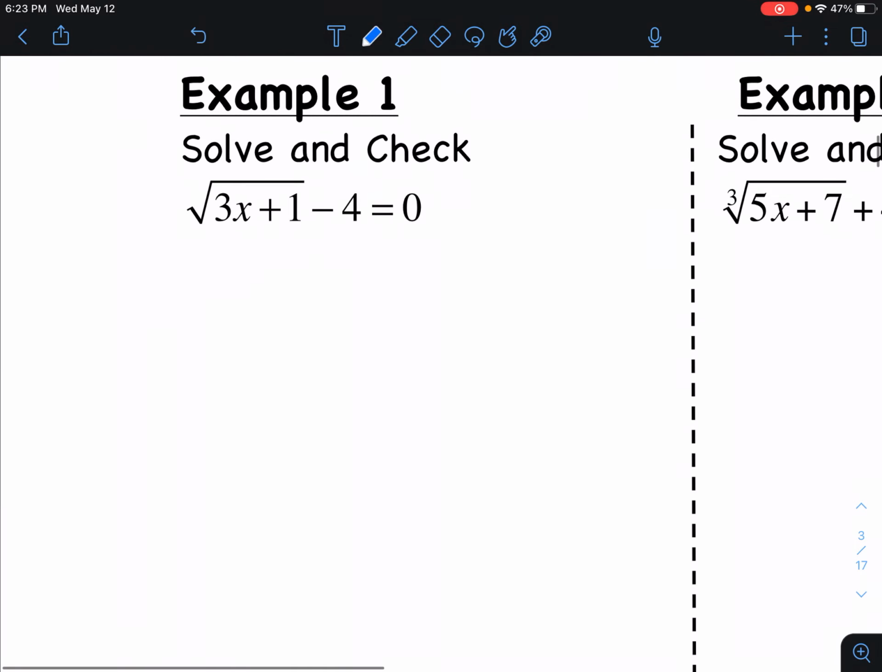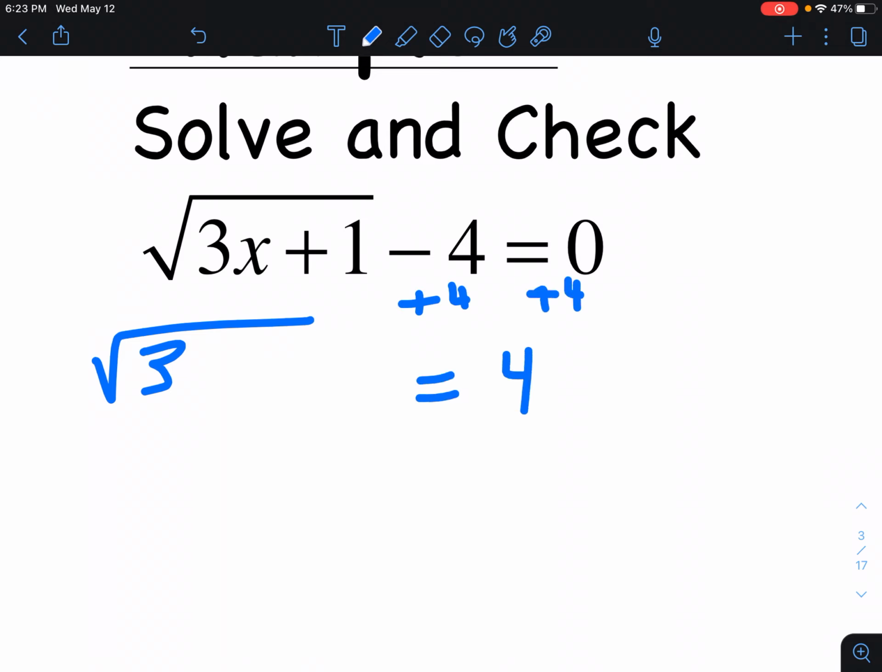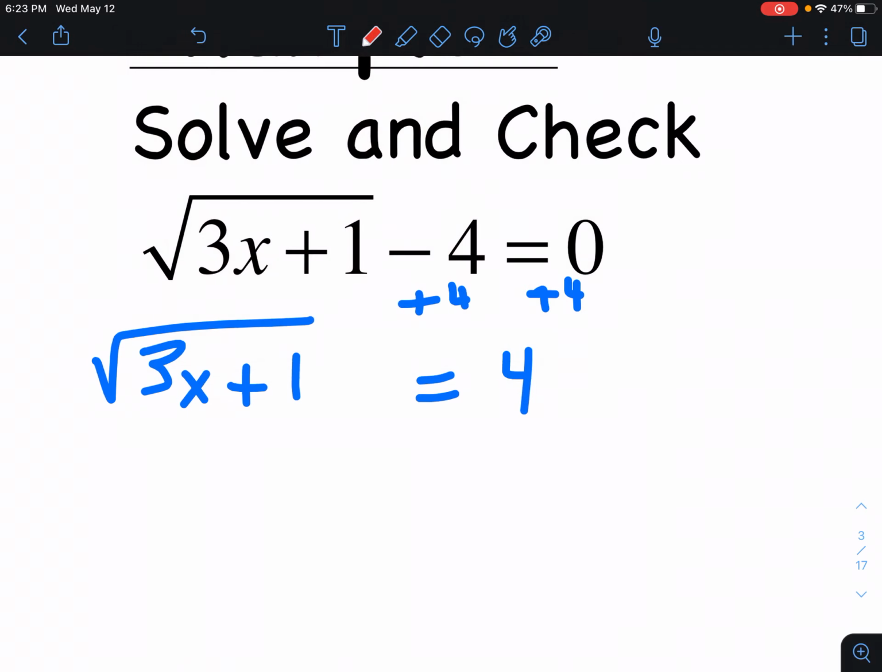So when you're solving a radical equation, you want to get the radical on one side by itself. So the first thing we're going to do here is add 4 to both sides. So now we have square root equals a number. Now, how do we get rid of a square root? Radicals are opposites of exponents. So a square root has an index of 2. So to get rid of the radical, we raise both sides to the power of 2.